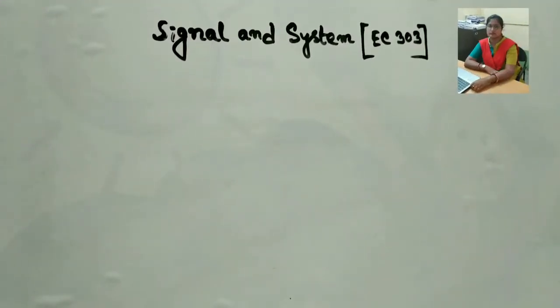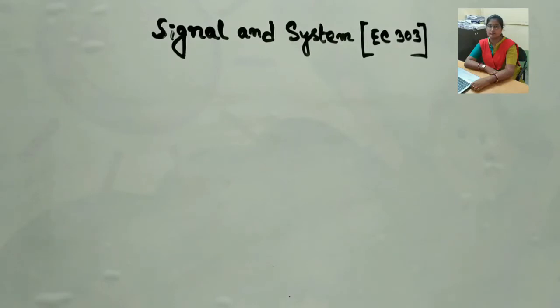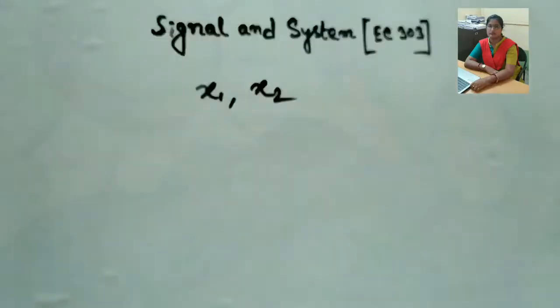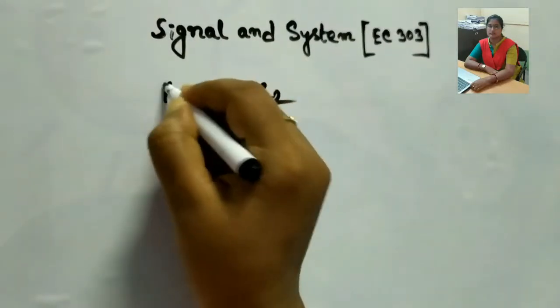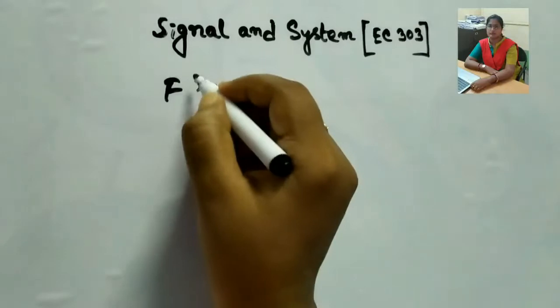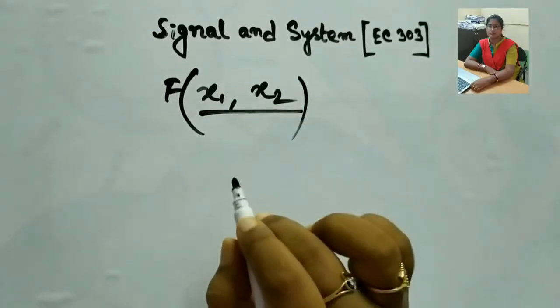This is your first class of the subject Signal and System. The code is EC303. In this lecture, I will introduce the concept of signal and system and how they are related to each other. So, what is a signal? A signal is a dependent variable, or we can say it is a function which depends on one or more independent variables. Let's say x1 and x2 are two independent variables and f is a function of these two independent variables. So here f of x1 comma x2 is a signal.